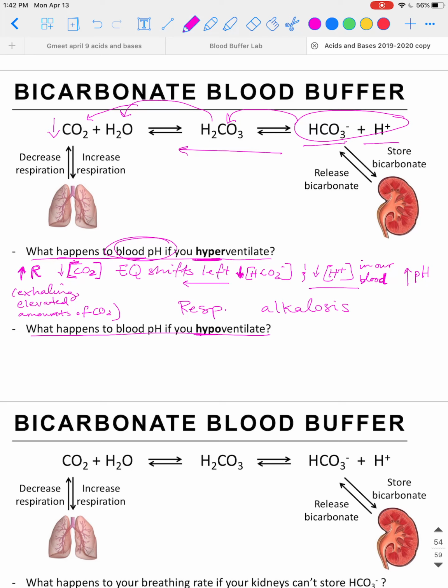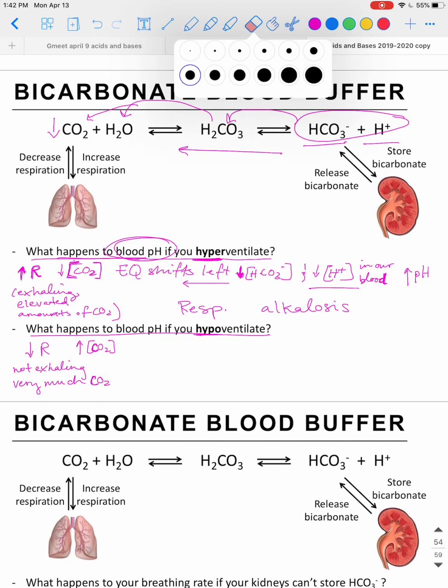Now let's look at the second one. What happens to your blood pH if you hypoventilate? So hypoventilate is the opposite of hyperventilate, which means we are not breathing fast enough. We're slowing down our breathing, okay? So if we're slowing down our breathing, we are not exhaling very much CO2. So what is that going to do to the amount of CO2 in our body? If we're not exhaling very much CO2, the concentration of CO2 in our blood is going to go up. We're keeping it in our blood because we're not getting rid of it as quickly.